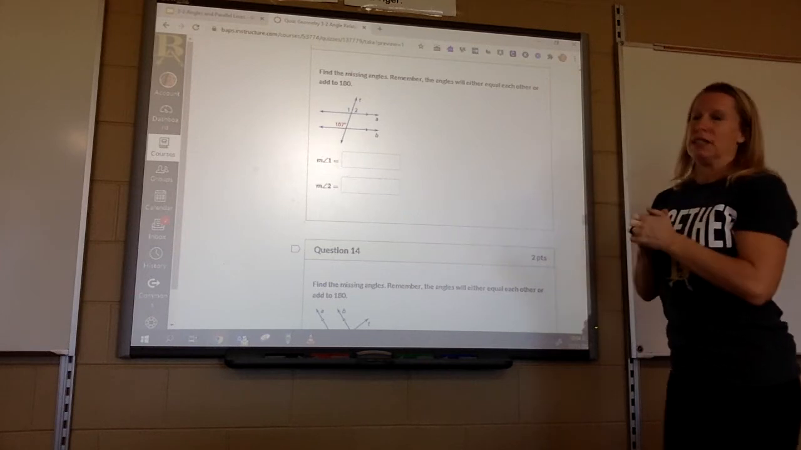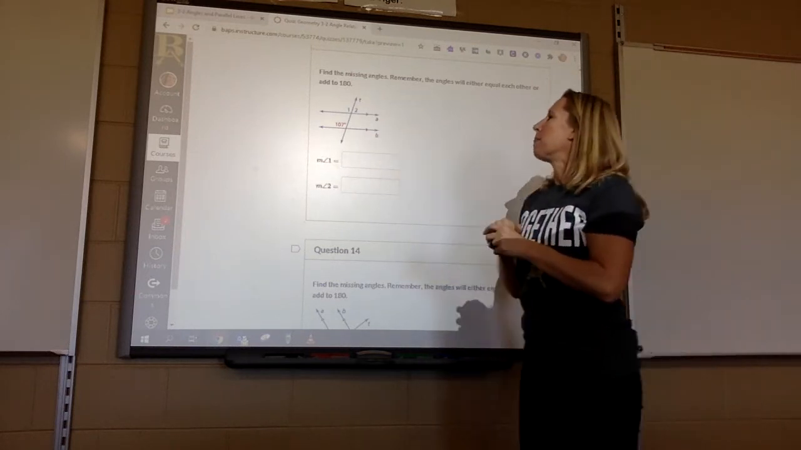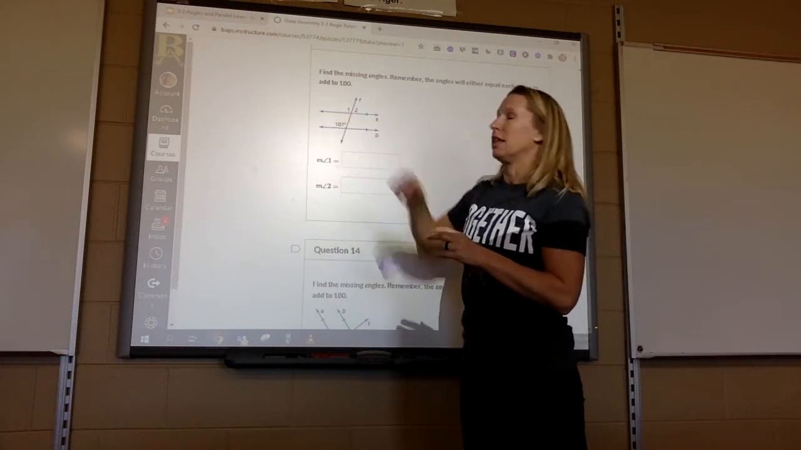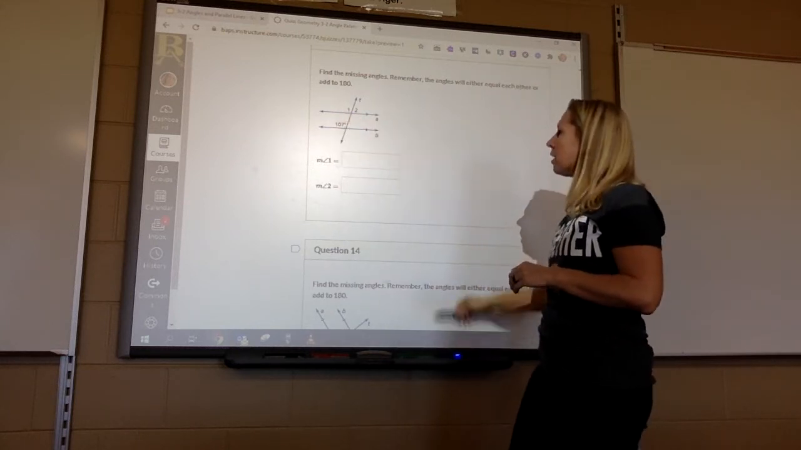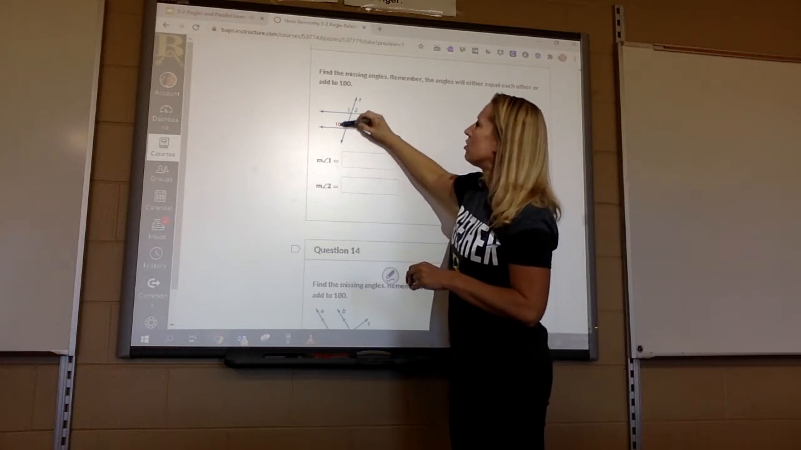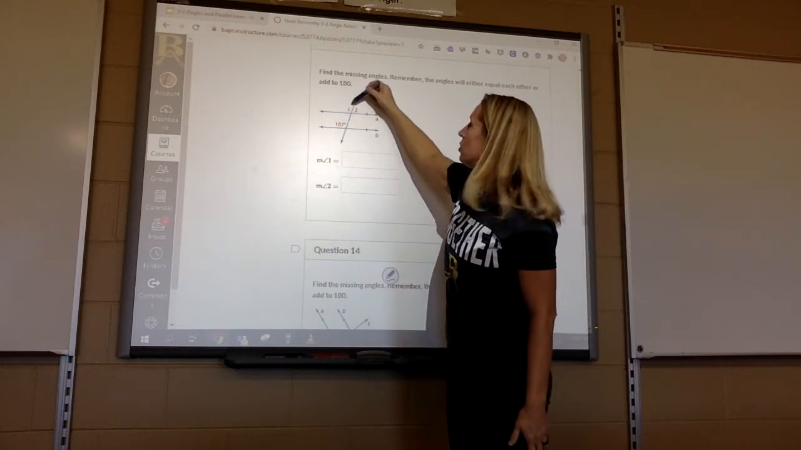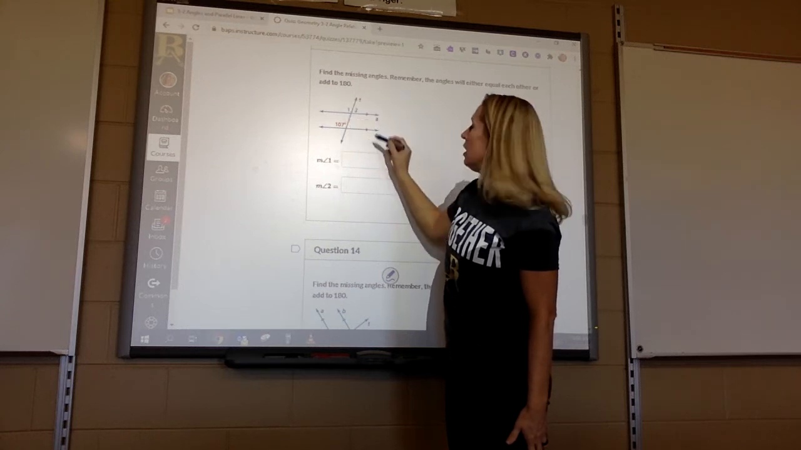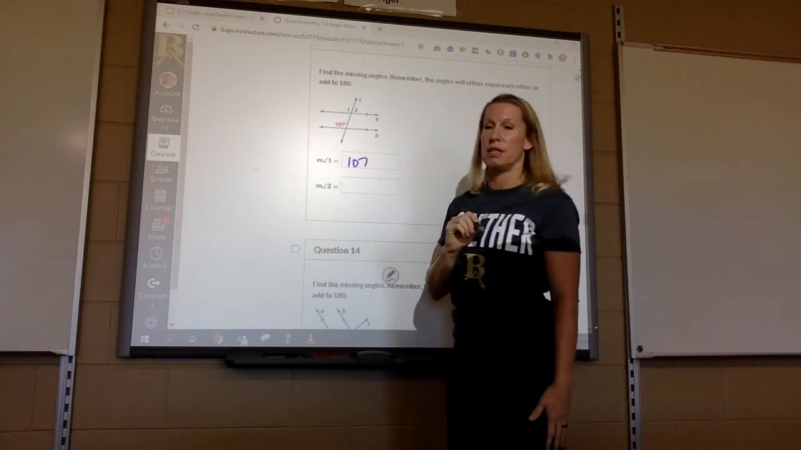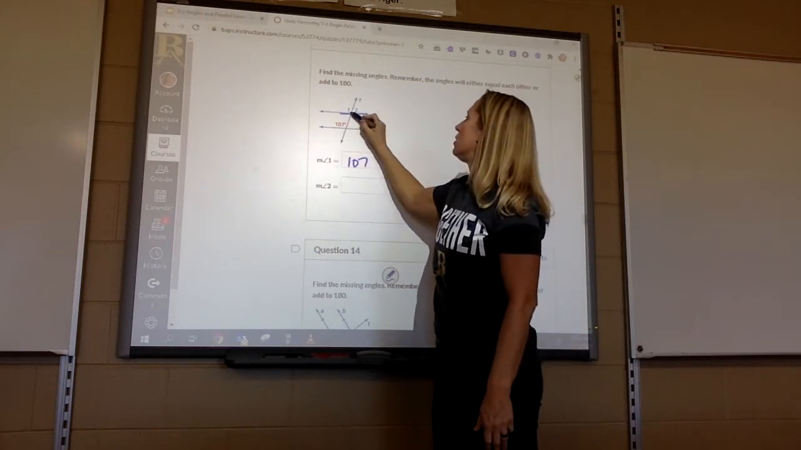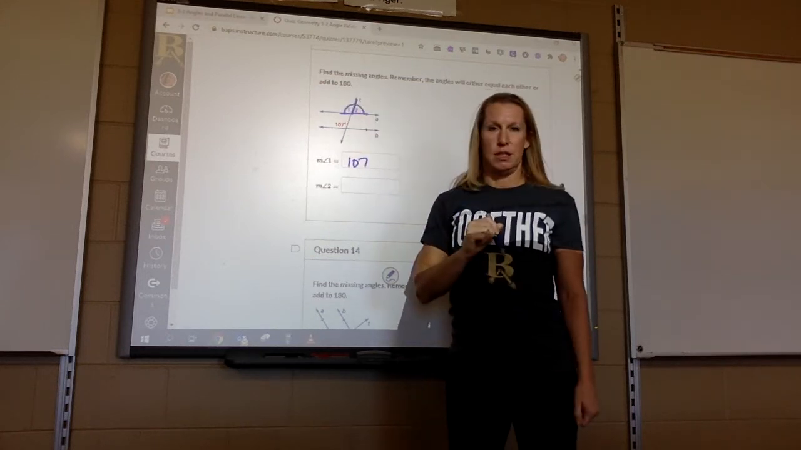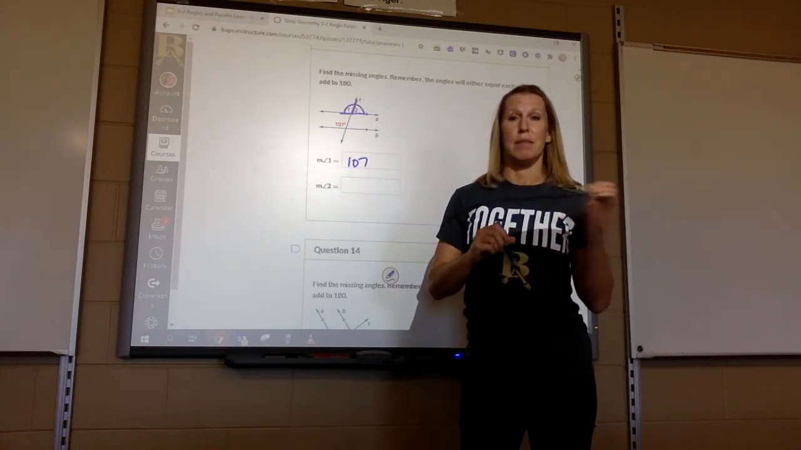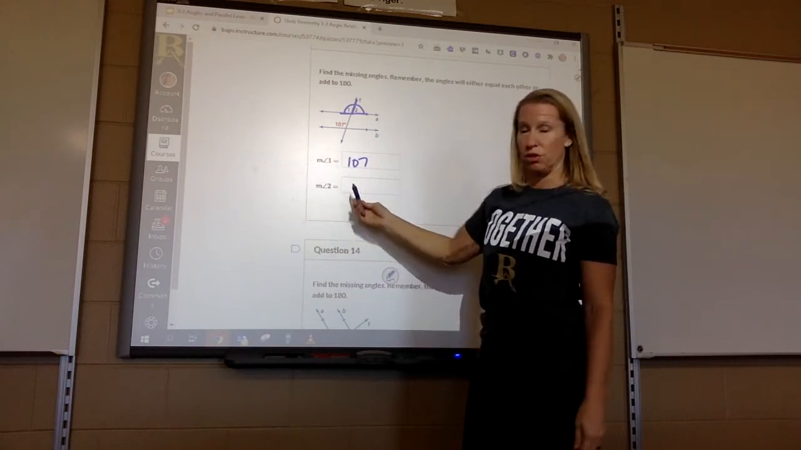I've got a lot of practice. Okay, so now let's look at this problem. So I know this angle right here is 107 degrees. I have to find the other two. So if I look up here, I know these two angles are corresponding angles, one exterior, one interior, and it jumps over this angle. So I know angle 1 has to be 107. Well, what do these two angles add up to? They add up to 180.